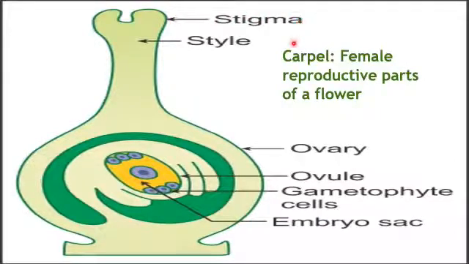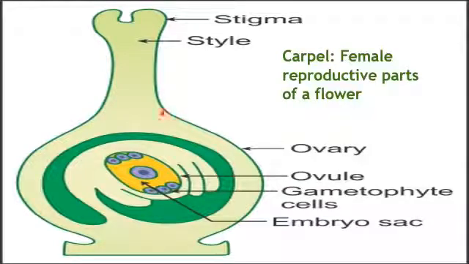And what is its purpose? Its purpose is for receiving the pollen grains. From where? From the anther. And stigma is sticky so that the pollen can stick to it. The middle part of the carpel is called style. Style is the middle portion. It is just like a tube and it connects the stigma to the ovary.